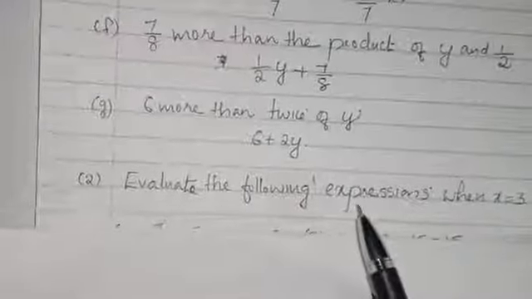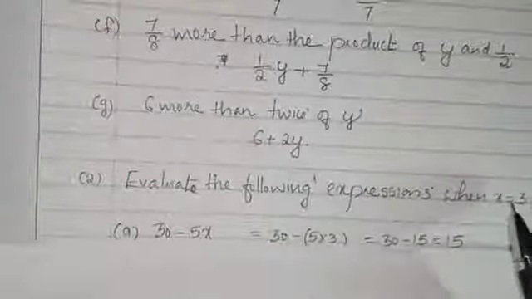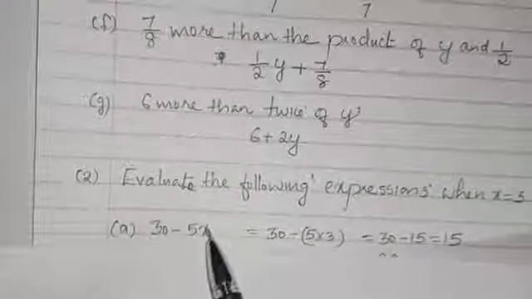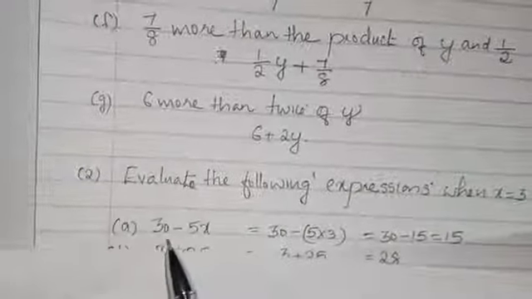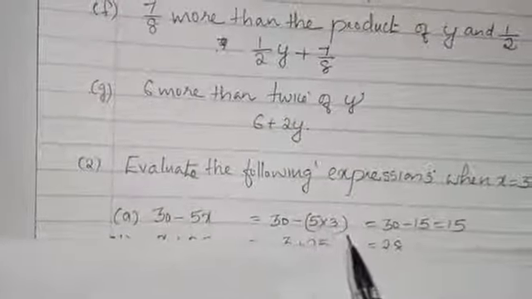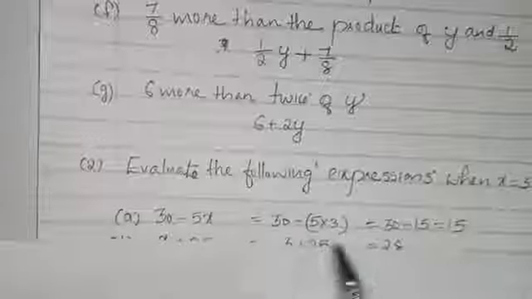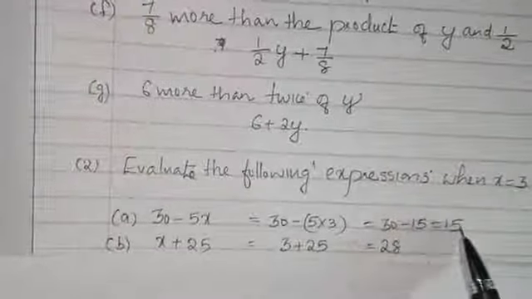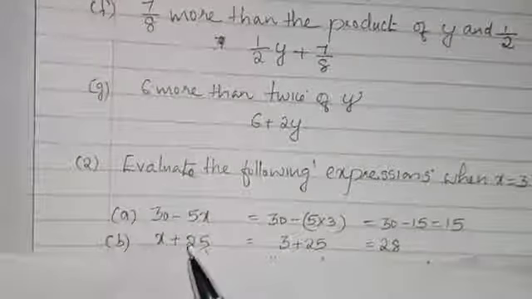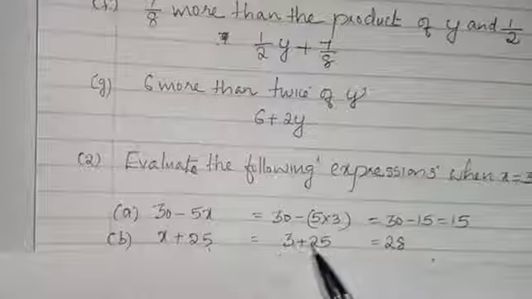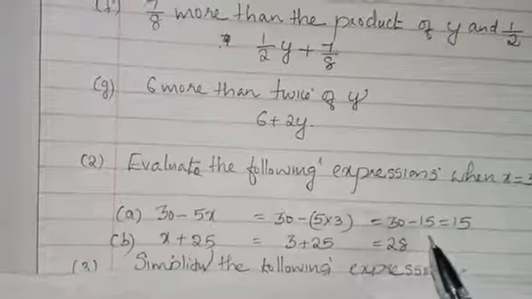Next, question number 2. Evaluate the following expressions when x is equal to 3. How to substitute the value of x is equal to 3 in the given expressions. Option A, 30 minus 5x is equal to 30 minus within the bracket 5 into 3. So 30 minus 15. 30 minus 15 is 50. Then option B, x plus 25. So the value of x is 3. So 3 plus 25 is equal to 28.